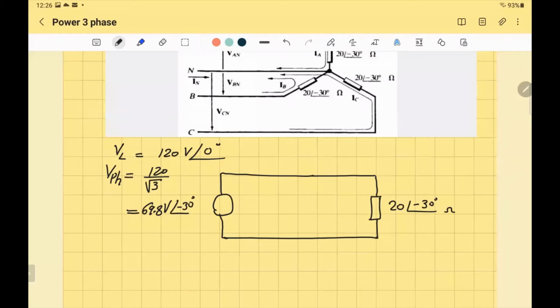That's the one phase. Yes? 120, how did you get it? It's given. Oh, yeah.